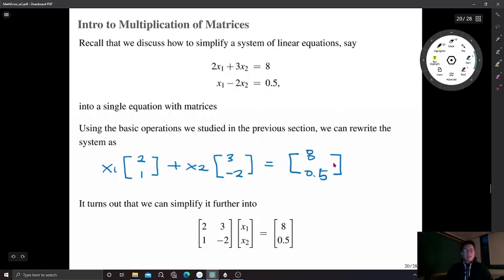And in fact, it turns out that we can take one more step, to simplify further into this matrix form. Now, it involves multiplication of two matrices. So now we study how to multiply two matrices in this video. So what's the benefit from this simplification? Now we can use matrix algebra to solve this equation in a more compact way. So you're going to see how practical this simplification is.